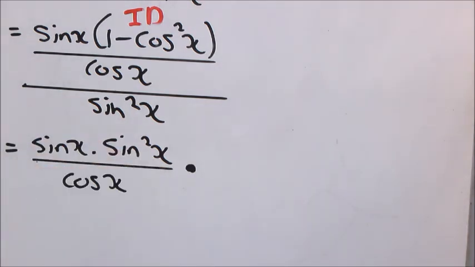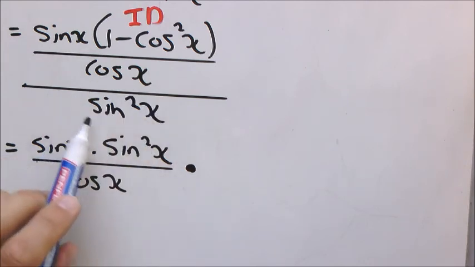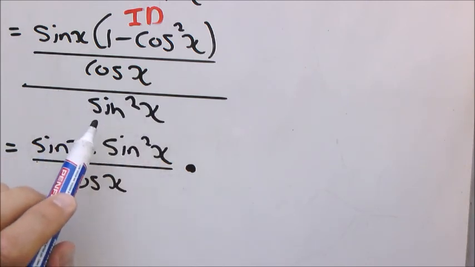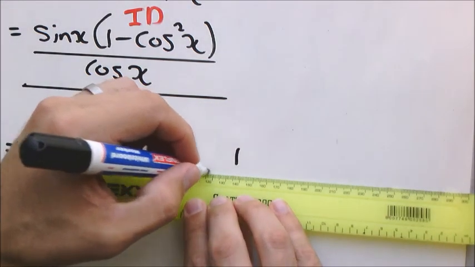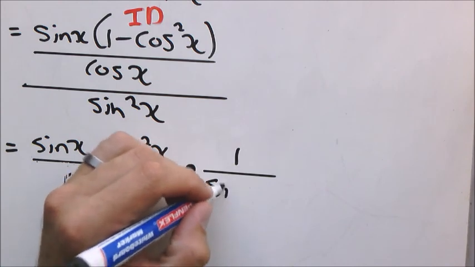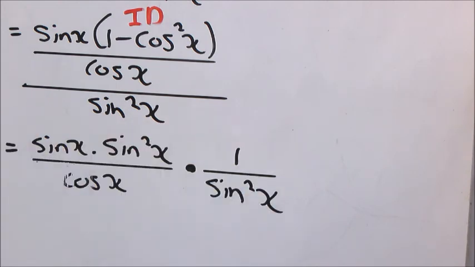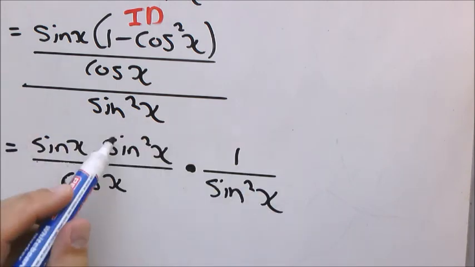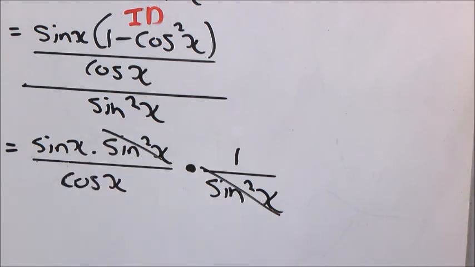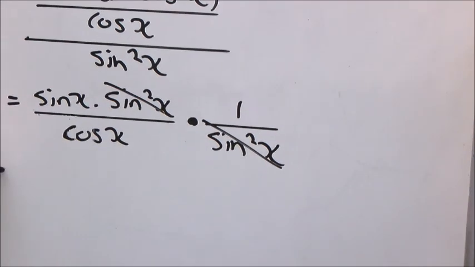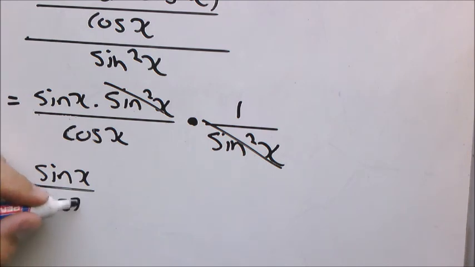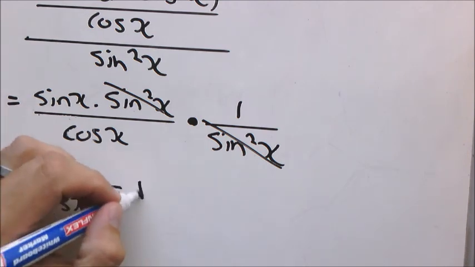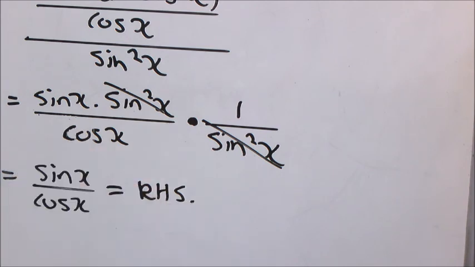Now let's multiply with the reciprocal of the denominator, which is sin squared x. So it will become 1 over sin squared x. By doing that, these two cancel out and you are left with a single term sin x over cos x, that is equal to our right hand side.